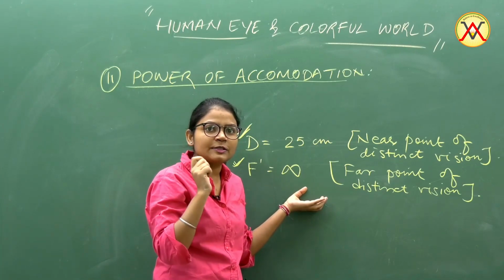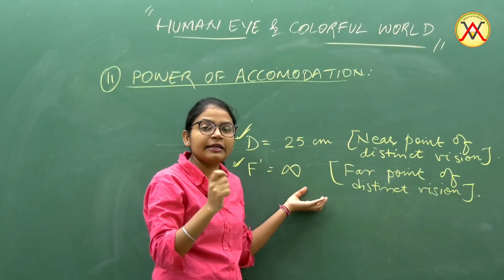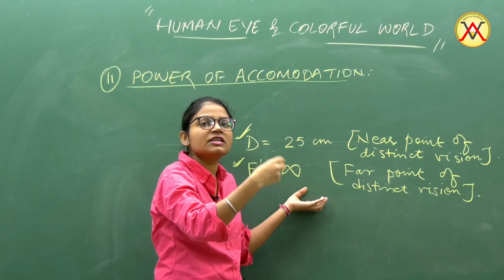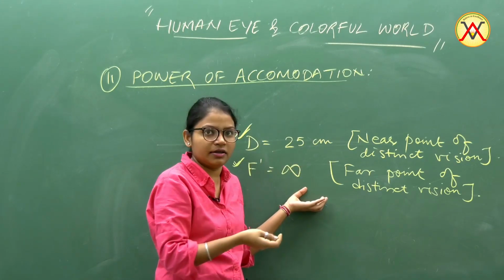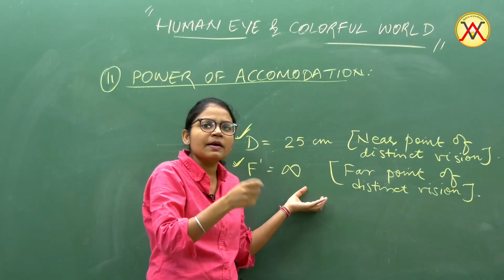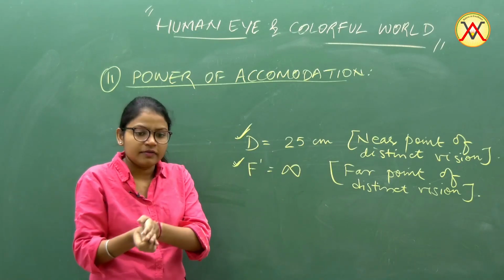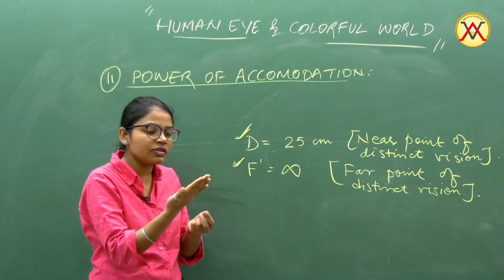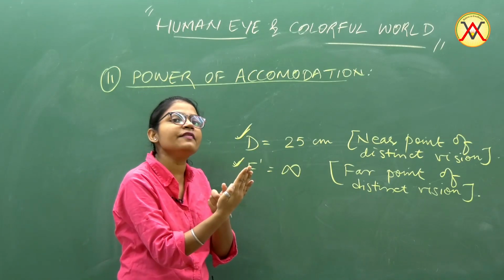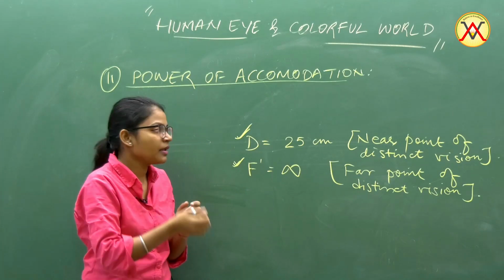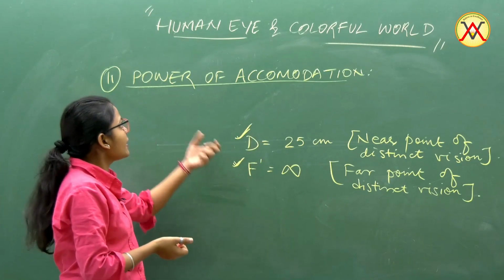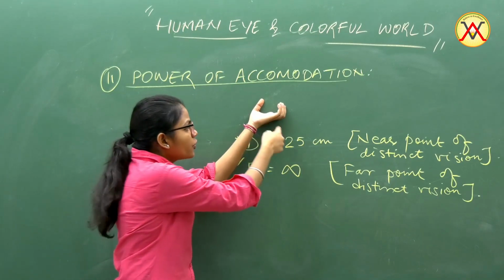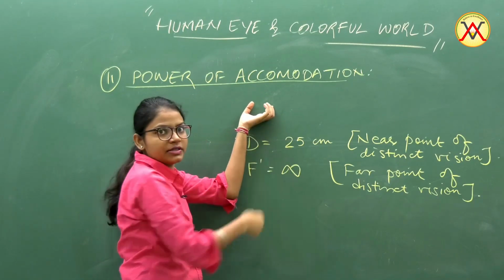I am wearing specs, I am having myopia. That means my eyes cannot focus the objects which are kept at infinity that clearly. Or suppose some person has hypermetropia. Hypermetropia in the sense that the person cannot read the letters kept at 25 centimeter distance. These defects come from the inability of the eyes to focus these two points.